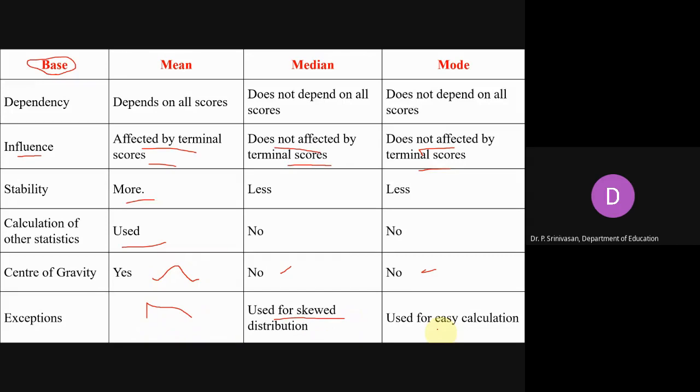If I want to check how many people are taking this Covaxin every day, if you have a table, then you can go for mode. Today, this many people are affected. Yesterday, this many people were affected. Tomorrow, this many will be affected. Simply you can go for mode. That gives the central part of the data. It's a very easy calculation. So these are the differences among the three: mean, median, mode.